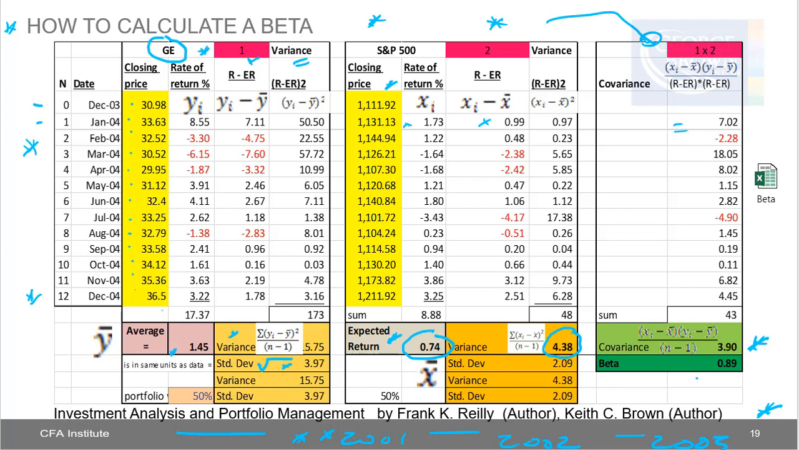Covariance divided by variance gives us a beta of 0.89. And remember, that is a slope on a curve. Y is dependent on x. Y equals a plus bx. And the beta is the slope of the line. The security return is dependent on the return of the market.